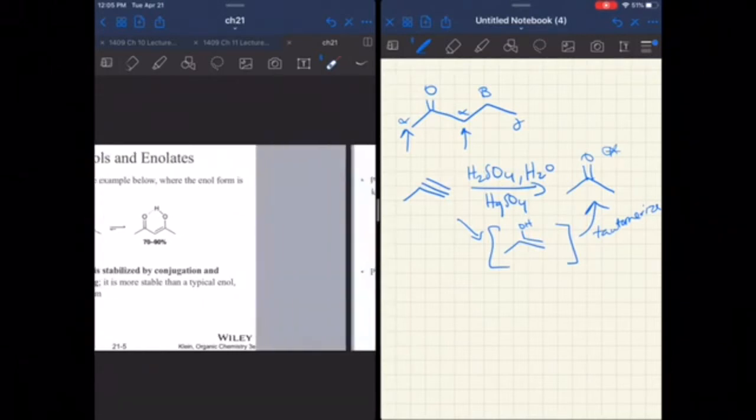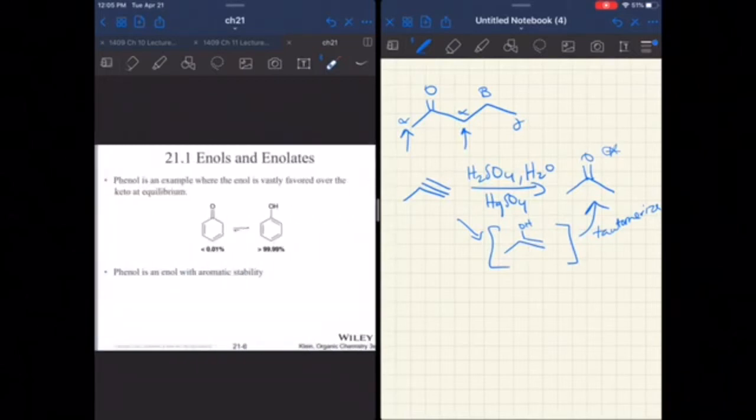There's one specific example that is 99.99% or more in the other direction, and that is the phenol. Now, why would this enol be so stable that we would see the enol more than the ketone? Aromaticity. We spend a lot of time talking about the wonders and benefits of aromaticity, and so if it can be aromatic, it's going to be aromatic. So most of the time, the ketone is most stable, but there are, of course, examples where you're going to have stable enols.